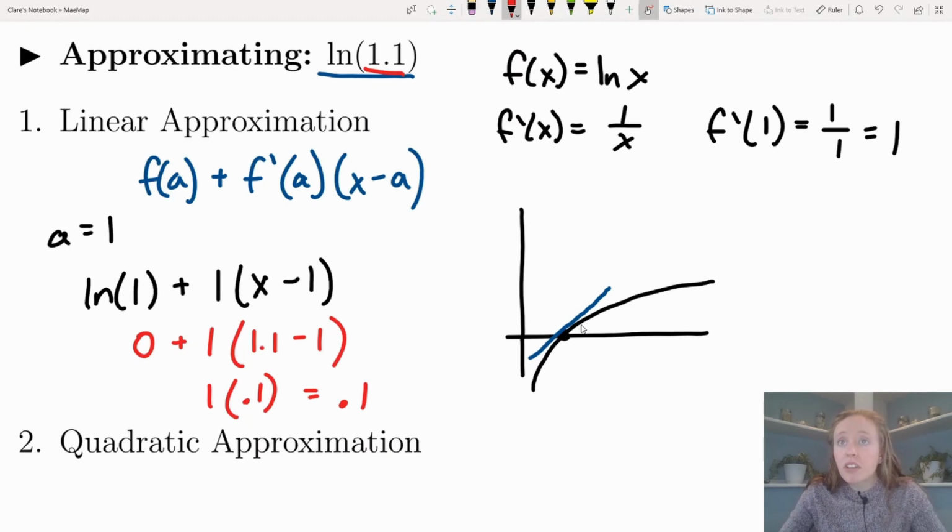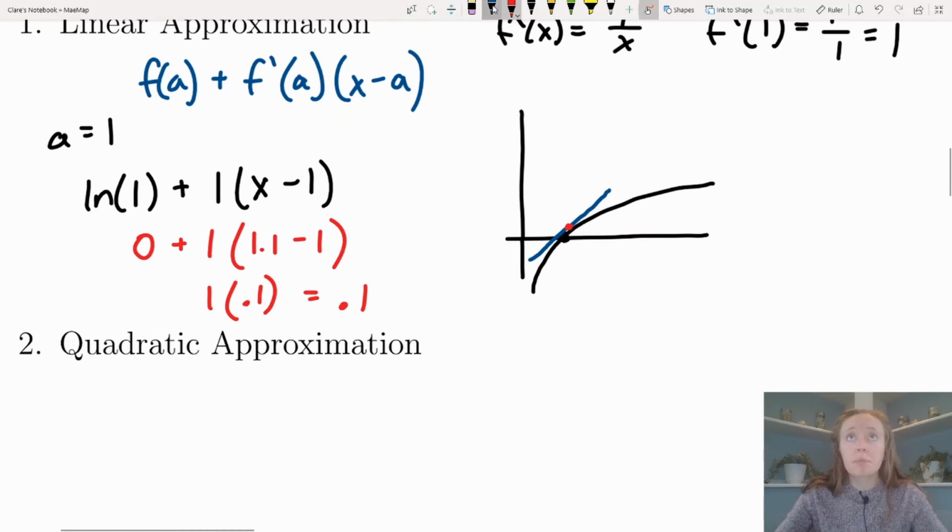But that's not us moving along the function. That was us taking the slope of our tangent line into account and moving along that tangent line, which is very close to the value of our function. And you can kind of see that visually. Now, linear approximation is great when we're really close to our actual value. So 1.1 is fairly close to 1. But if we wanted an even more accurate estimation or approximation, we would move from a degree of 1, or a linear approximation, to a quadratic approximation, so a degree of 2.